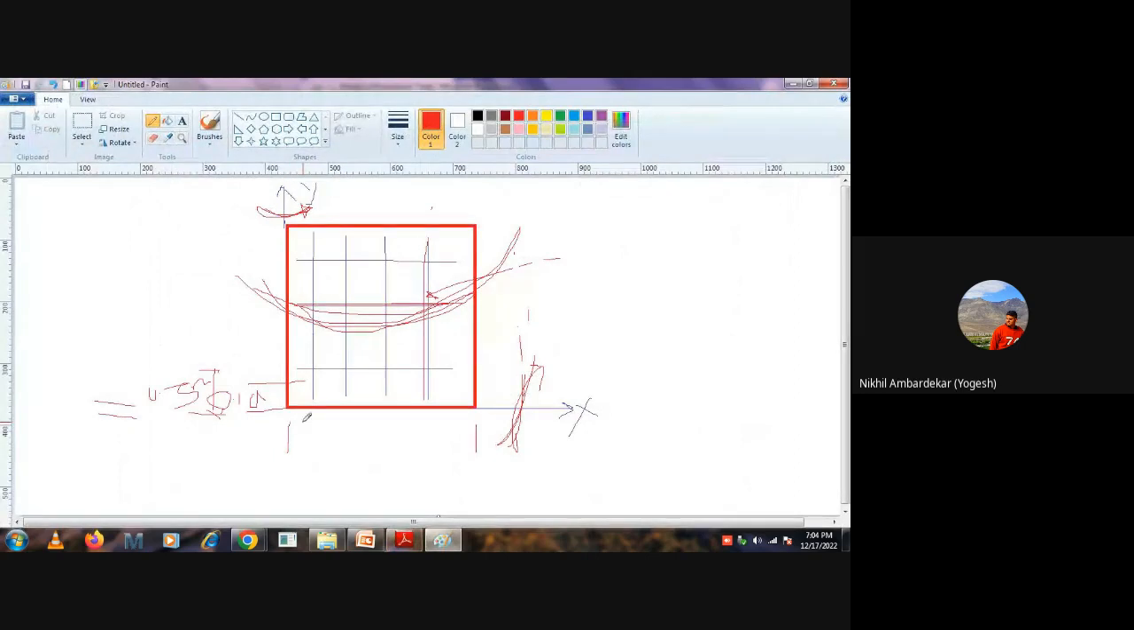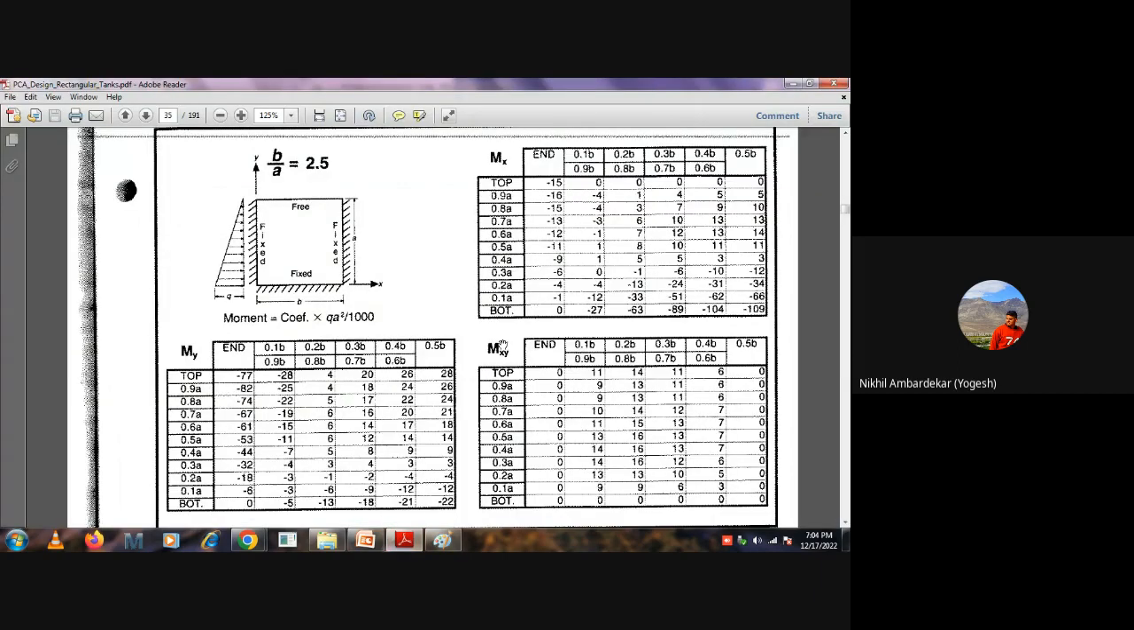So maybe if you want to go with 0.1a for height and let's say 0.2b. So if you plot this, and you want to calculate the bending moment at this particular location, 0.1a and 0.2b, yes, you have the luxury. Just go to this 0.1a and 0.2b, minus 33. You will get the coefficient as minus 33.